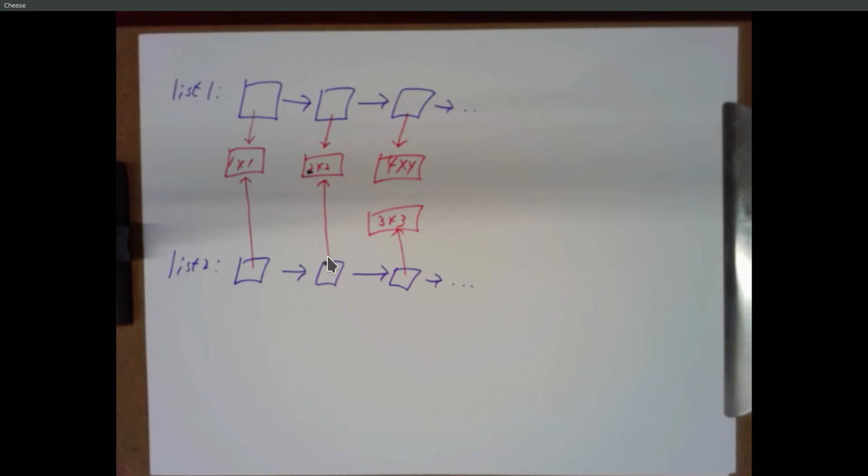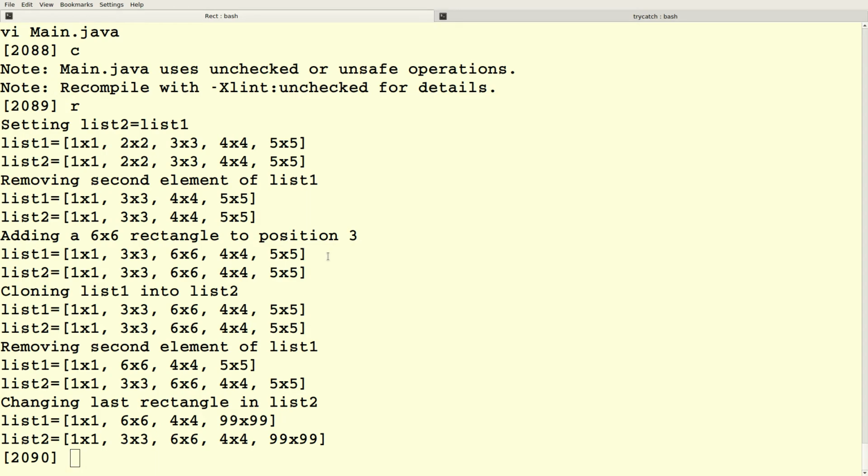If you change element 2 in the copy, it will only change the corresponding one in list 1 regardless of which element it is? Yeah, because it was the fourth element in list 1 and the fifth in list 2, but they're pointing to a rectangle, right? And they're both pointing to the same rectangle. Yeah, it's an interesting note.